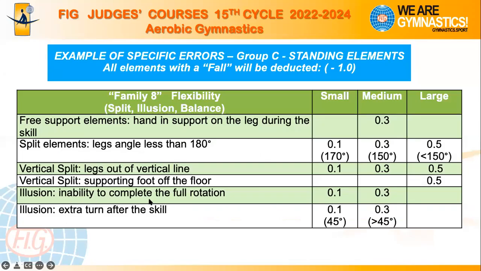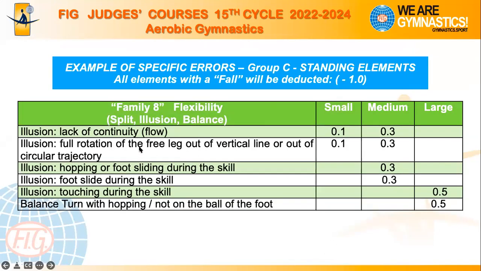Inability to complete the full rotation of the free leg is not written, but it's in the code. It says extra turn after the skill. That means sideways, not the leg turn, but your body. Also, in illusion, lack of continuity. We already saw one; she didn't try the second one. It's 1 and 3. And illusion, full rotation of the free leg, also here: out of vertical line or out of circular trajectory. It means it should be a vertical illusion, but it shouldn't go sideways. 1 and 3.